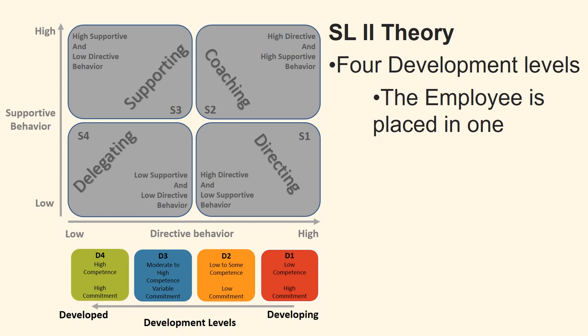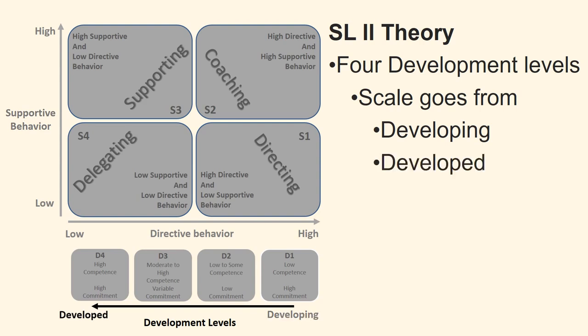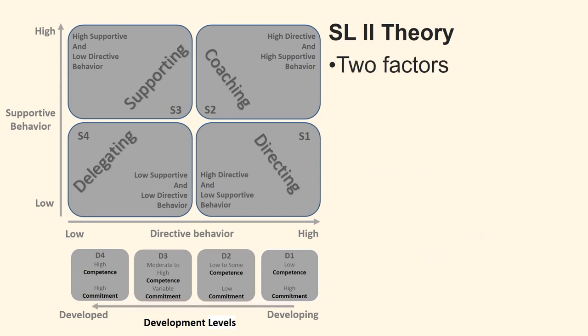The development level of the individual employee is determined by the employee's experience with the task and the motivation to solve the task. The scale of the development goes from right to left, from developing to developed. The development level is a combination of 2 factors: the competence of the employee and the commitment of the employee. The 2 factors are reviewed in the following sections.